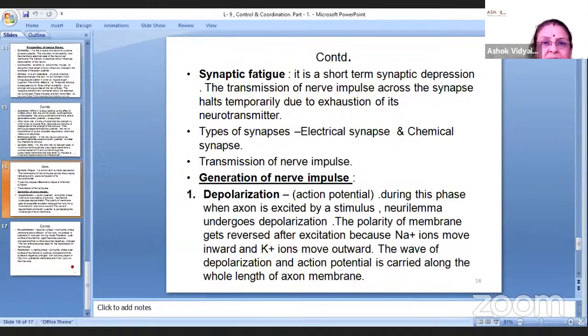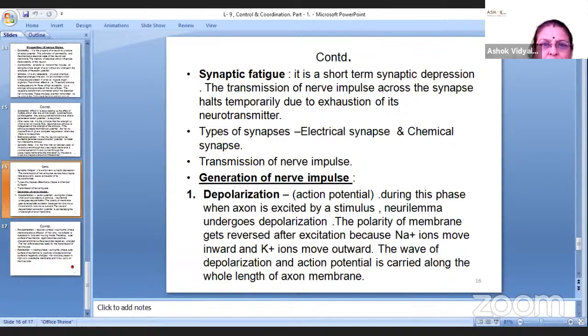The last one, that is the synaptic fatigue. Fatigue means tired, exhausted. Okay. So it is a short-term synaptic depression. The transmission of nerve impulse across the synapse halts temporarily due to exhaustion of its neurotransmitter. That means the neurotransmitter got exhausted. So for a fraction of a millisecond, it will stop. Okay. That is the synaptic fatigue.